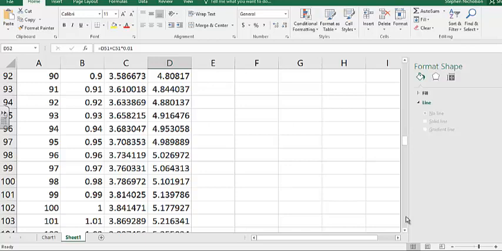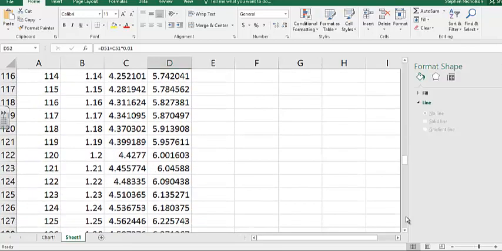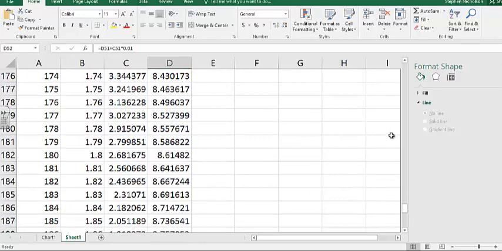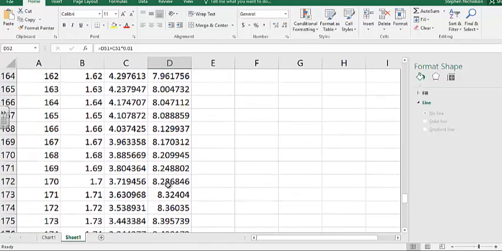Then you could do 1.3. That's right here. 6.456. And 1.7 is right here. 8.286. Okay, so that's how you would numerically integrate an equation. And you don't end up with an equation, you end up with a graph.